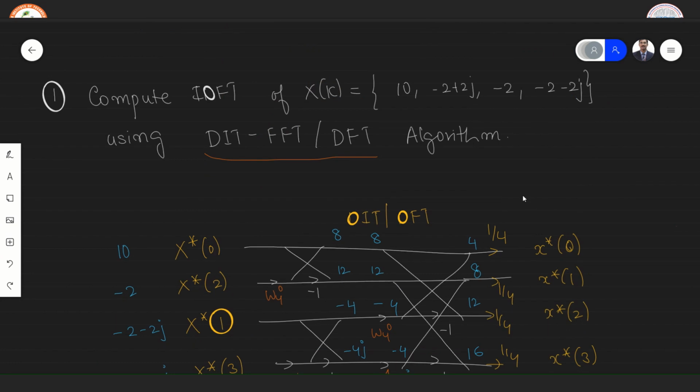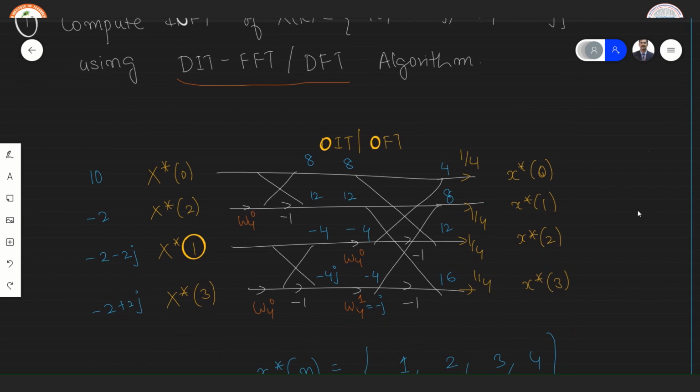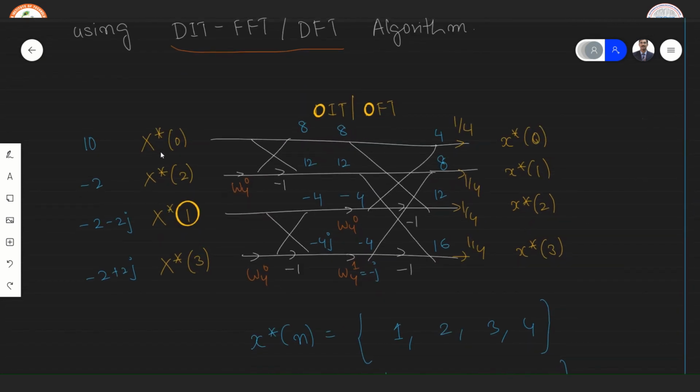Let us consider this example to verify the concept that we just studied. Compute the IDFT of X[k], the sequence is given, using DIT FFT/DFT. So they are specifically saying that you use a DFT algorithm to calculate the IDFT. As we have just learned from the exercise, the inputs are to be applied as X*[k]. And since it's a DIT structure, the inputs have a bit reversed index. So applying the inputs X*[0], X*[2], X*[1] and X*[3], here we have the values.